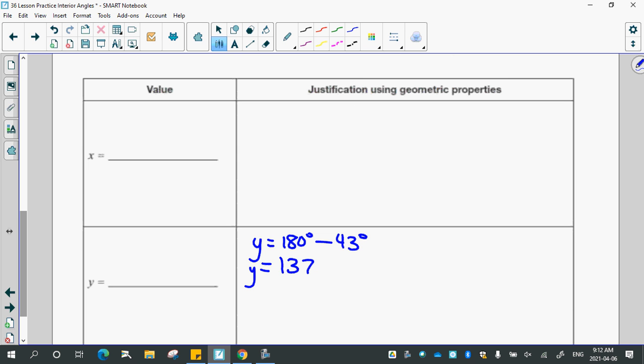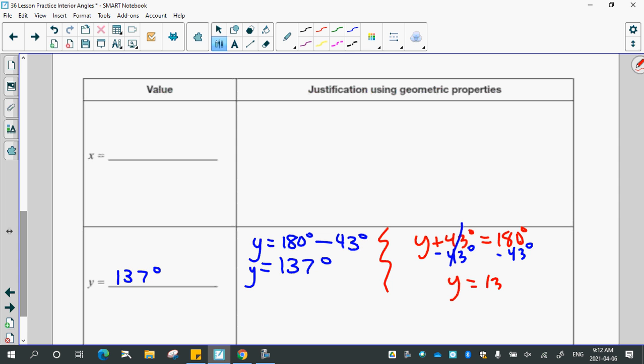Which gives you 137 degrees, and equal gives you a blank to fill in over here. Or the way I would do it is I would go y plus 43 equals 180. So I'm thinking to myself, those two angles add up to 180. But I'd still have to end up doing what Asha's doing by subtracting 43 on both sides. And I still get 137 degrees.